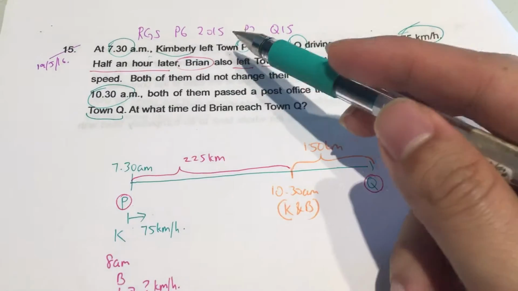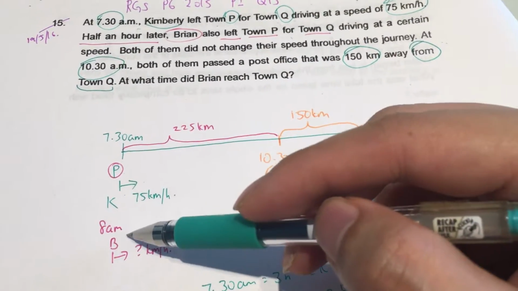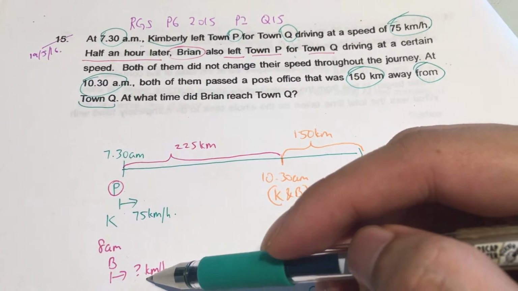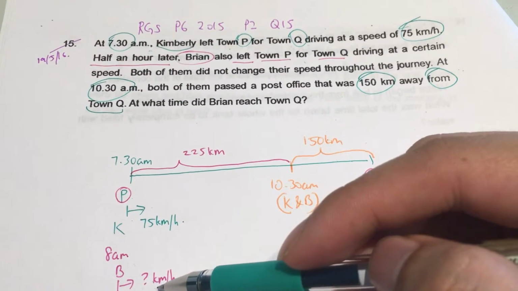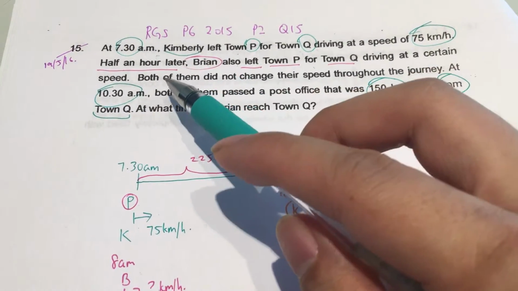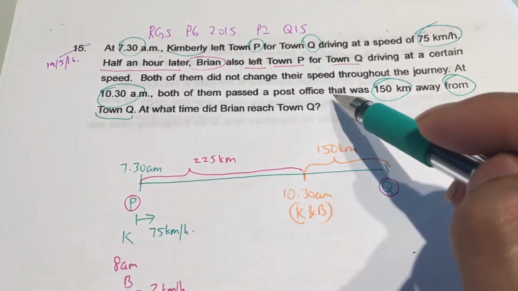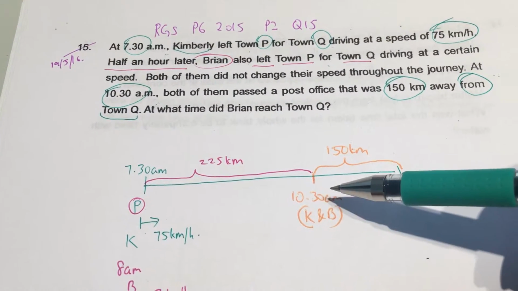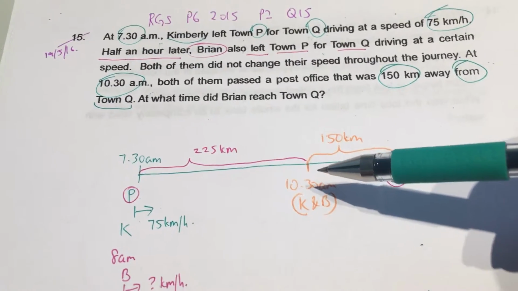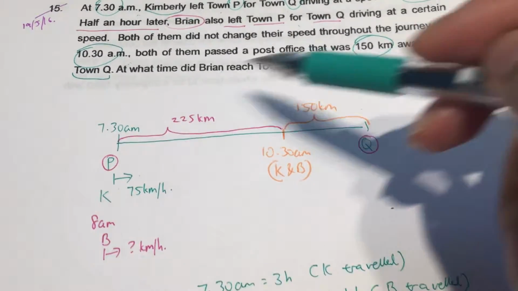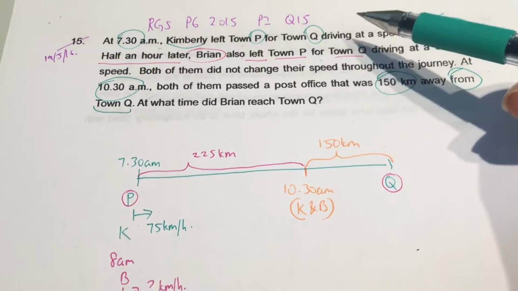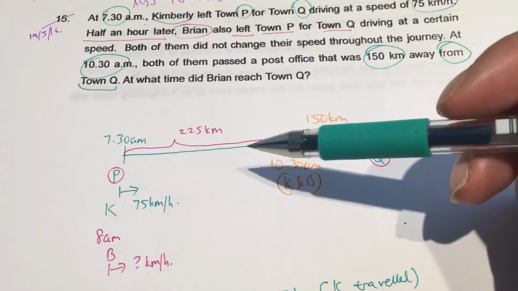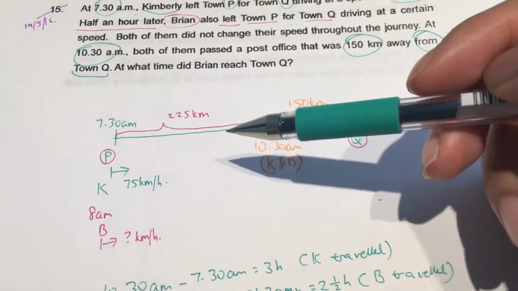So half an hour later, Brian left. Okay, Brian left, so 8 a.m. Brian left at an unknown speed, so I put a question mark here. Next one, at 10:30, both of them passed a post office which was 150 km away from Q, meaning that they meet here. Yeah, so as you can see, all the information that I have found is inside this distance timeline, and this is how complete your distance timeline should be.